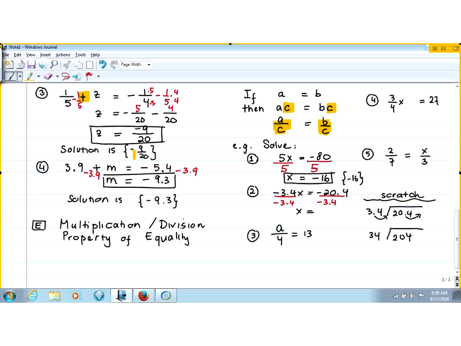What is 204 divided by 34? Oh, 6 exactly? Oh, okay. Is it? Oh yeah, that's right. Yes. 6 times 34 is 204. Alright, so this is 0. Okay, so x is 6. Okay. And my solution is 6.